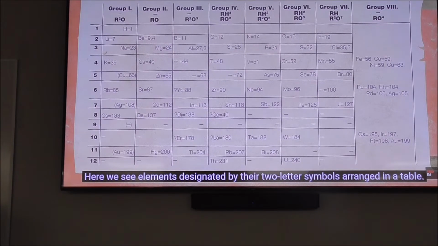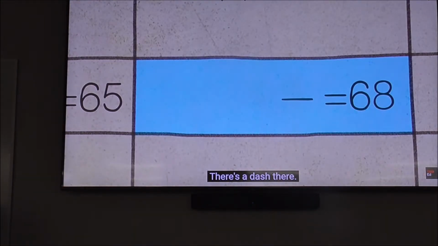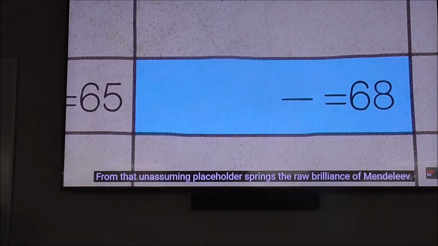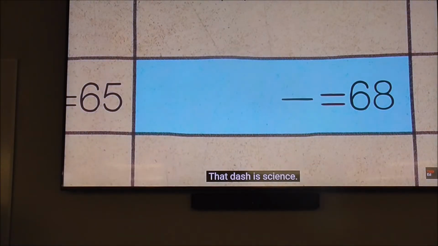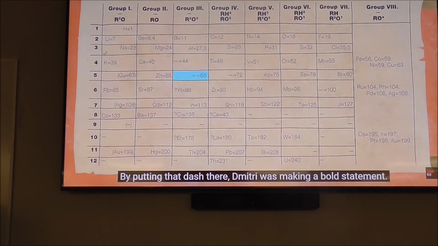Here we see elements designated by their two-letter symbols arranged in a table. Check out the entry at the third column, fifth row. There's a dash there. From that unassuming placeholder springs the raw brilliance of Mendeleev. That dash is science. By putting that dash there, Dmitry was making a bold statement.